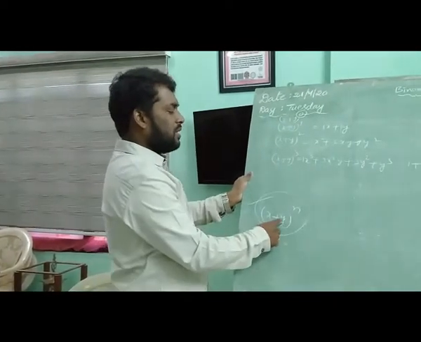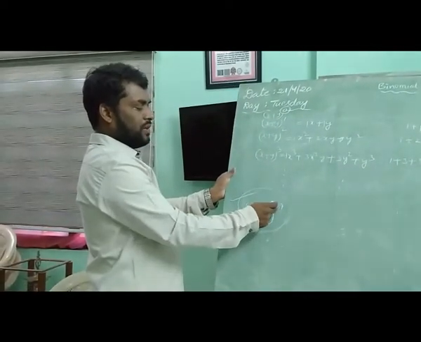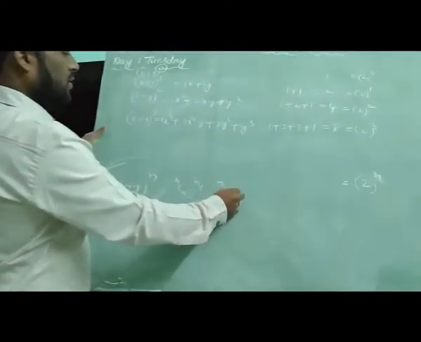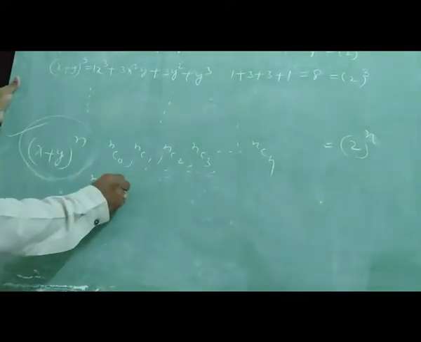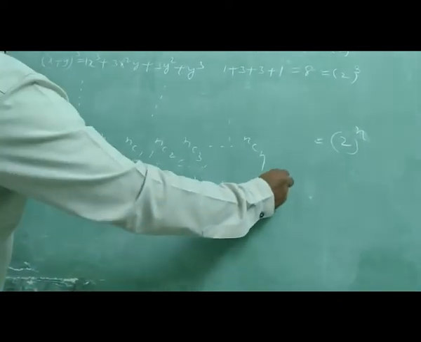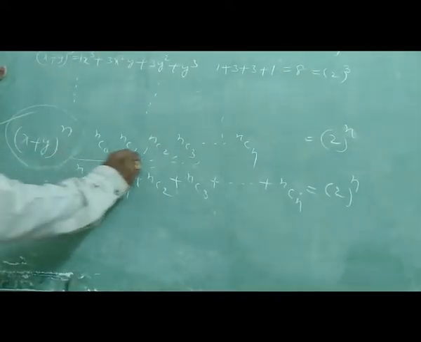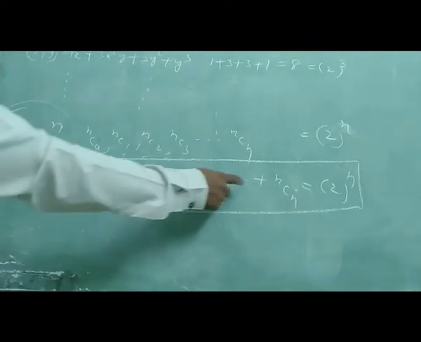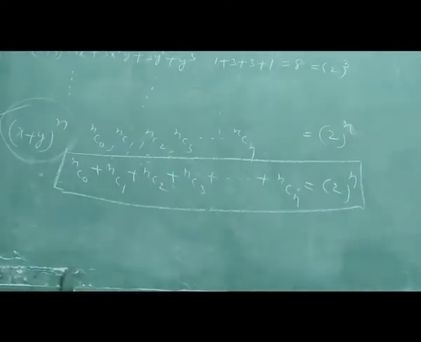So symbolically I am expressing now. You already know the coefficients in the expansion of x plus y whole to the power of n. I told you already, those are nC0, nC1, nC2, nC3 and so on, nCn. So their sum, nC0 plus nC1 plus nC2 plus nC3 and so on plus nCn, is equal to 2 to the power of n. So this indicates that the sum of the coefficients in a binomial expansion x plus y whole to the power of n has the formula 2 to the power of n.